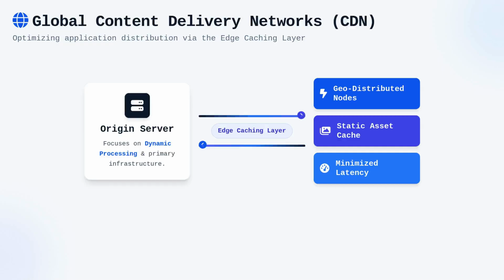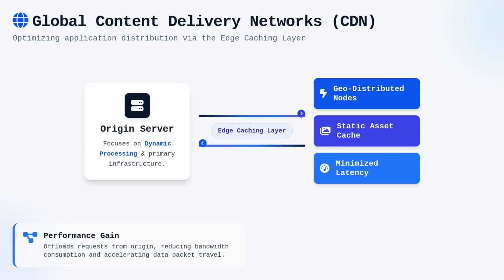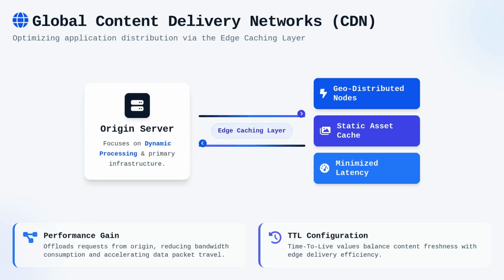When a request hits the edge, the CDN determines if a valid cached copy exists, effectively offloading that request from your origin. This mechanism contributes significantly to reducing latency and improving the overall end-user experience, as travel time for data packets is minimized. Furthermore, this approach drastically reduces the bandwidth consumption on your primary infrastructure, allowing your origin servers to focus on dynamic processing rather than serving static assets.